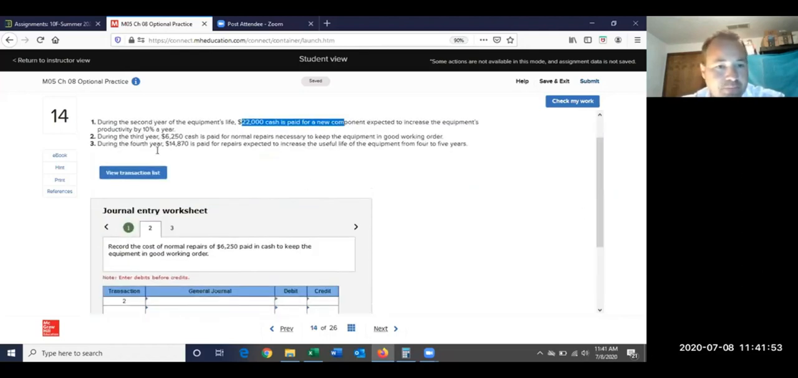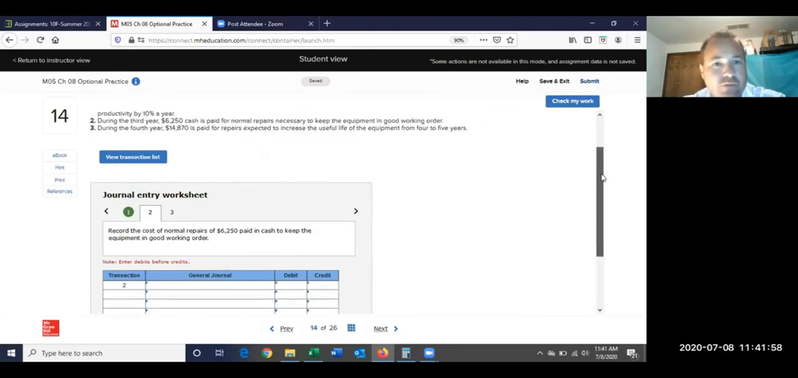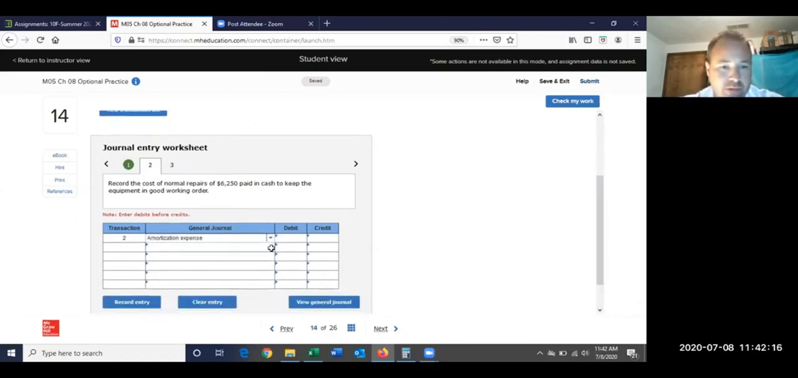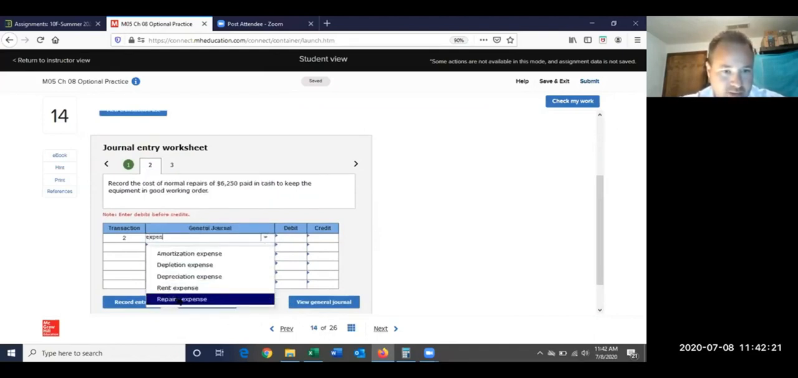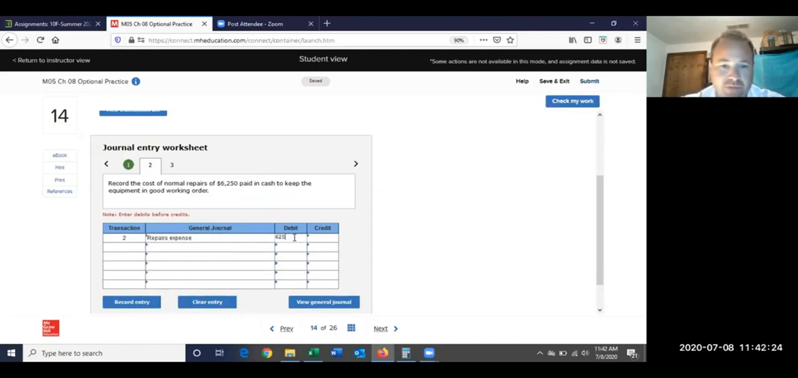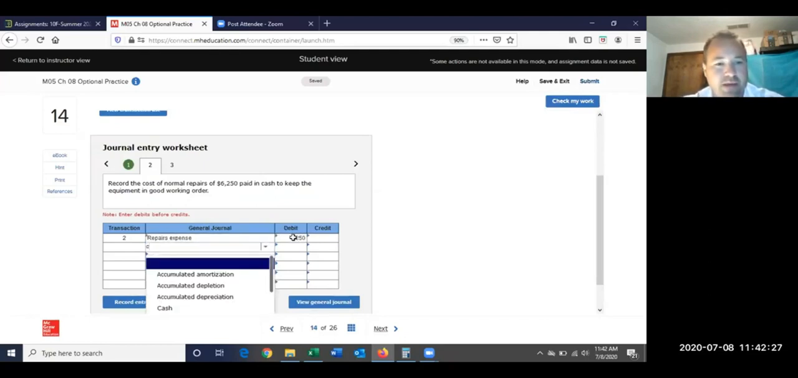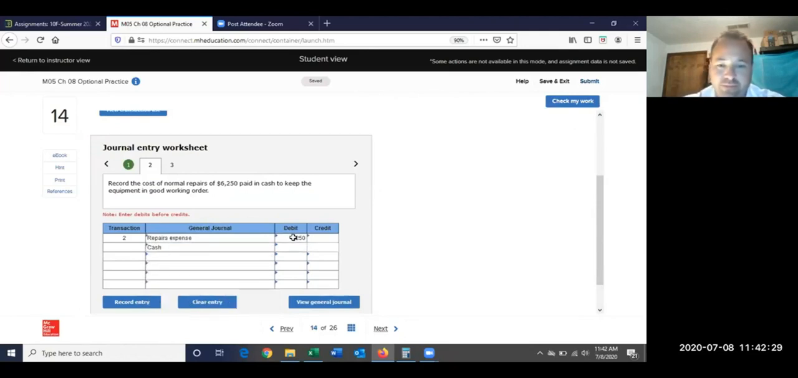And the second thing, paid $62.50 for normal repairs to keep the equipment in good order. So this would be like an oil change, something that we expect we had to do. It's almost a yearly thing, maybe not quite yearly. It's just normal wear and tear, so this would be considered a normal repair expense. Let's see what they call that. I'm just putting in expenses and seeing what pops up. Yeah, repair expense, $62.50. And it says we paid cash for that as well.